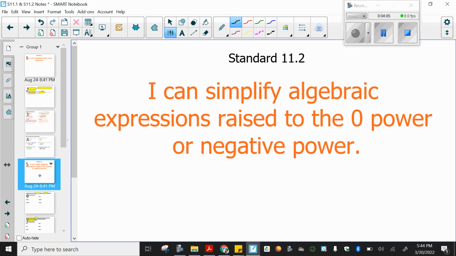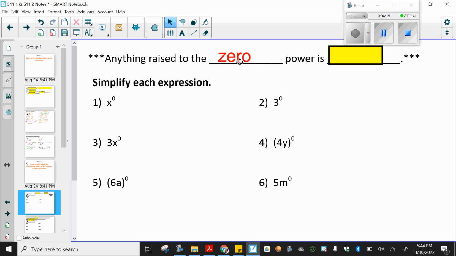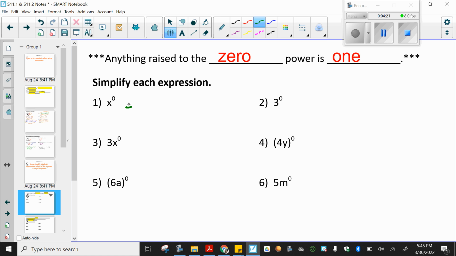Next page. Standard 11.2, I can simplify algebraic expressions raised to the 0 power or negative power. This is easy, guys, too. This day one's pretty easy here. So anything raised to the 0 power is really just 1. I'm telling you, it's easy. X to the 0 power, 1. 3 to the 0 power, 1. 3 times x to the 0 power, let's rewrite it. X to the 0 power is 1, so this is really 3 times 1. What's 3 times 1 make? 3.